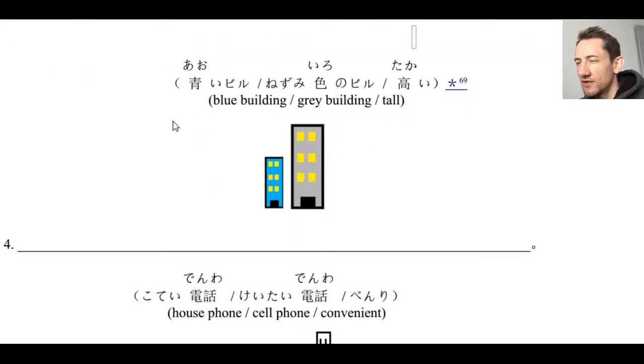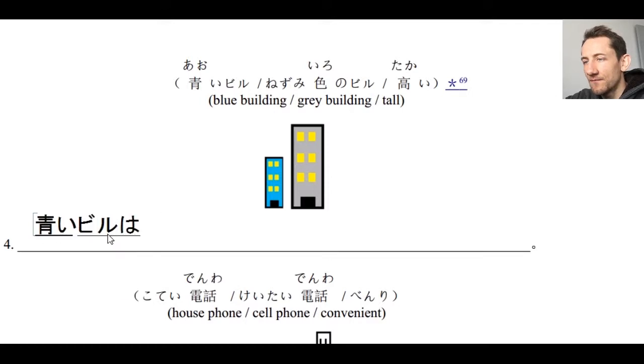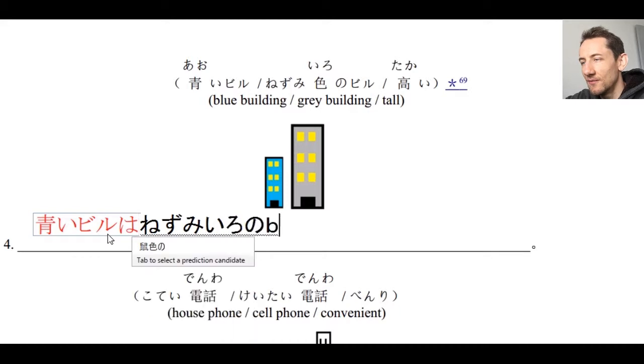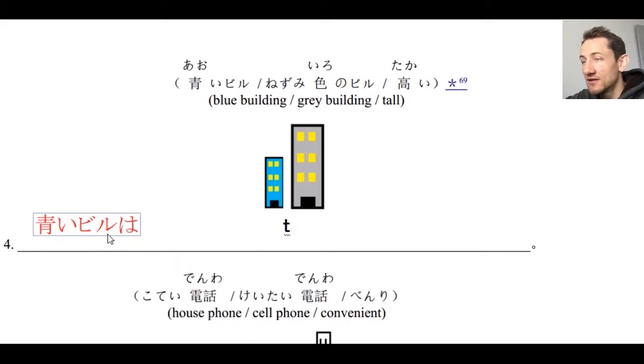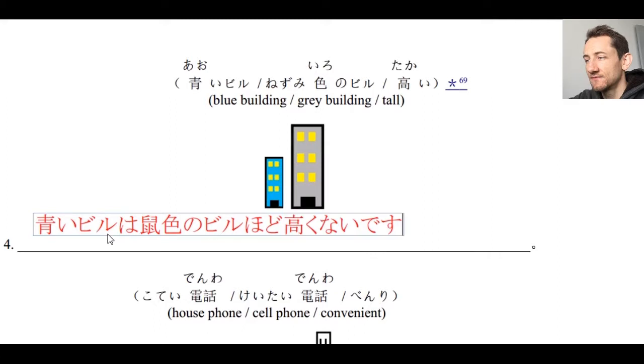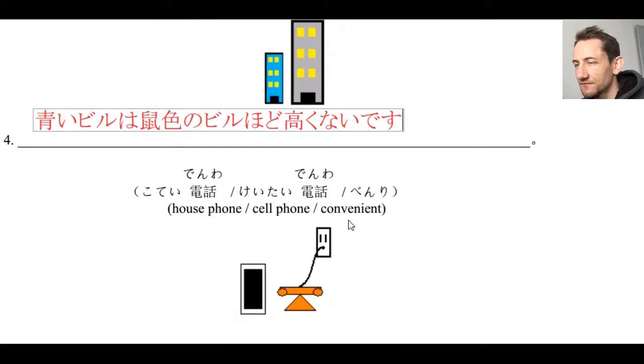And here we have our blue and gray buildings. 青いビル、ネズミ色のビル、高い. So the blue building is not as high or as tall as the gray building. So how would we say that? 青いビルはネズミ色のビルほど高くないです。So the blue building is not as tall as the gray building.